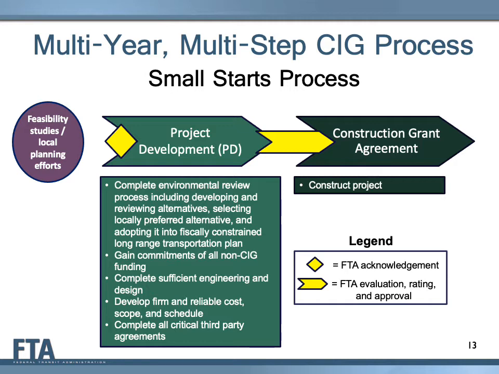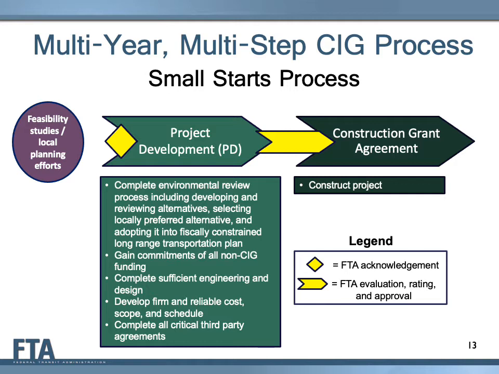Once a project is accepted into the project development phase by FTA, the project sponsor must complete certain activities required by law. These activities include selecting a locally preferred alternative, getting the locally preferred alternative adopted into the fiscally constrained Metropolitan Transportation Plan, completing the environmental review process required under the National Environmental Policy Act, and developing sufficient information for FTA to develop a project rating.